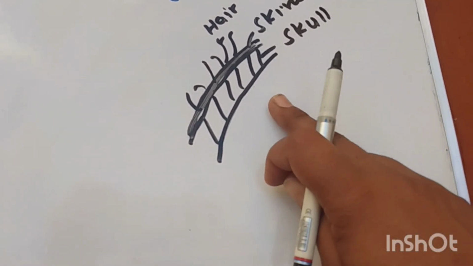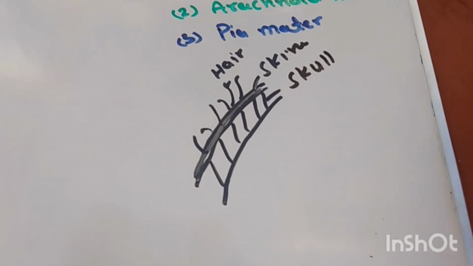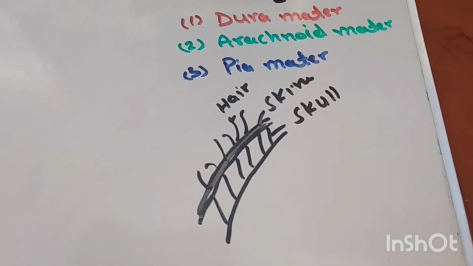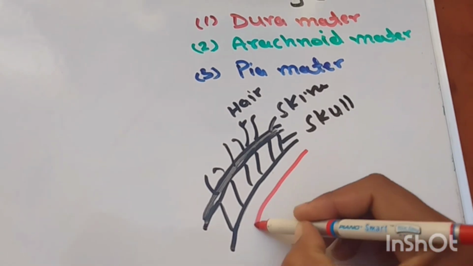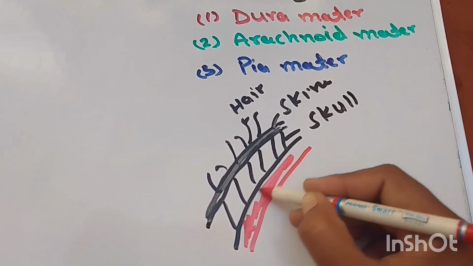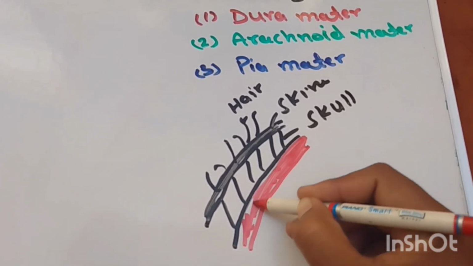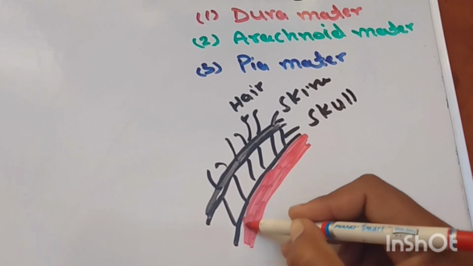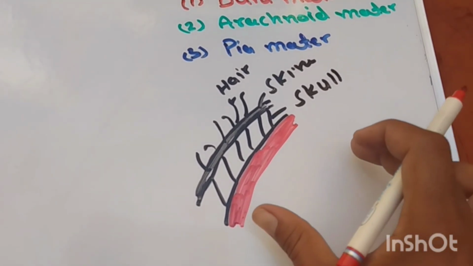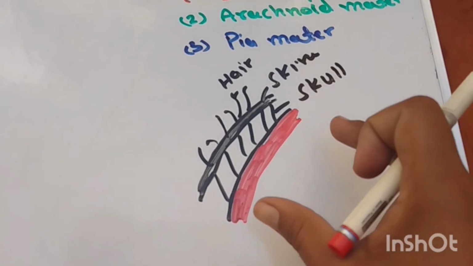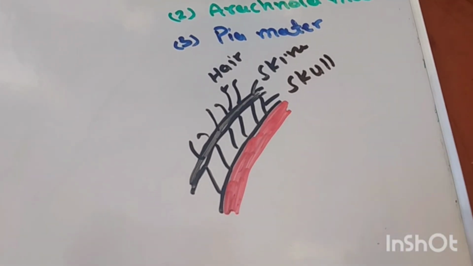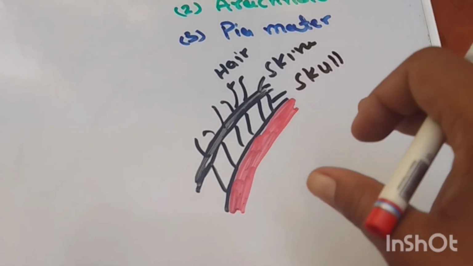Under the skull, meninges start. Meninges consist of these three layers. First is the dura mater. Dura mater is continuous towards the spinal cord. From brain to spinal cord, dura mater surrounds.